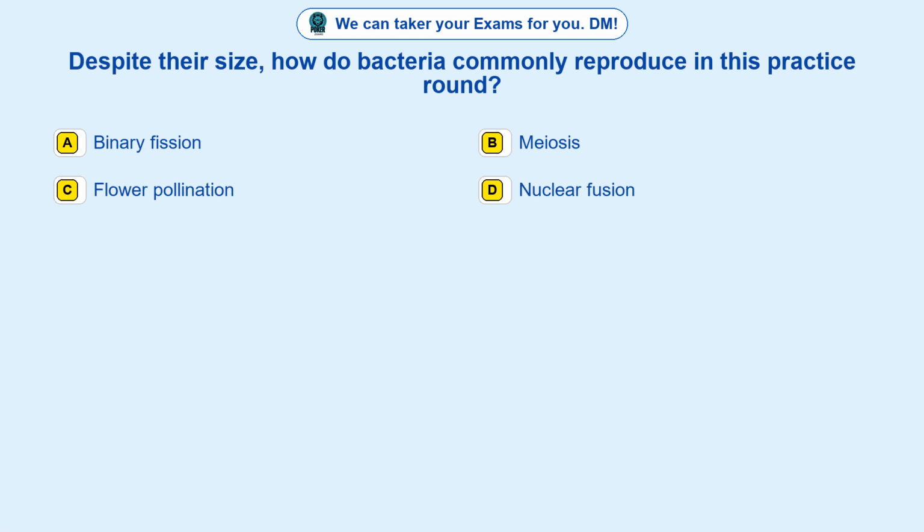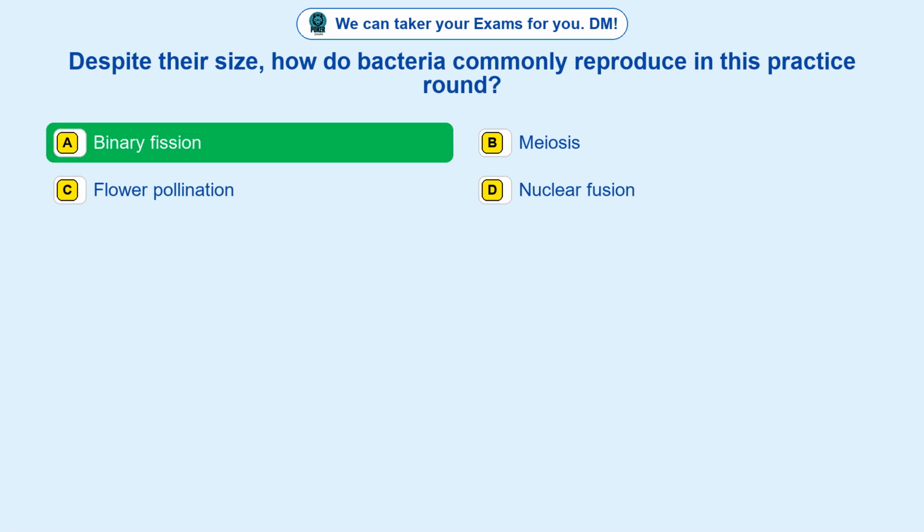Question 25. Despite their size, how do bacteria commonly reproduce in this practice round? Option A, binary fission. Option B, meiosis. Option C, flower pollination. Option D, nuclear fusion. The correct answer is option A.